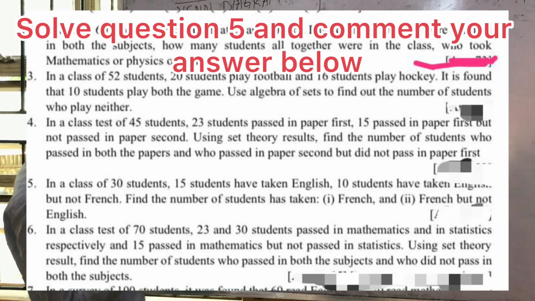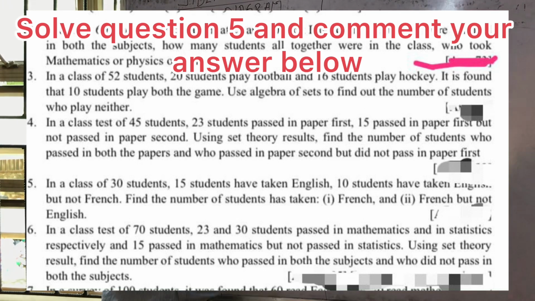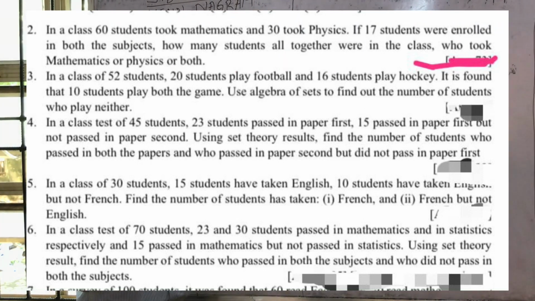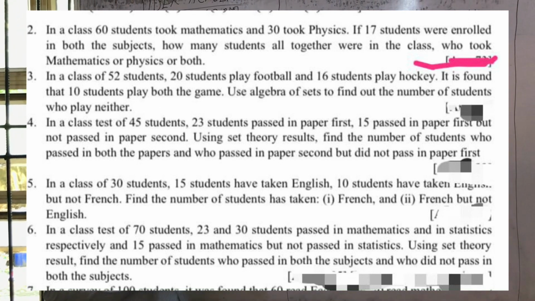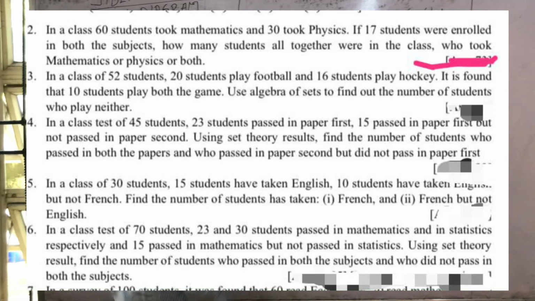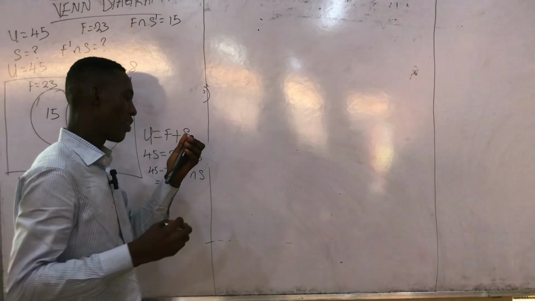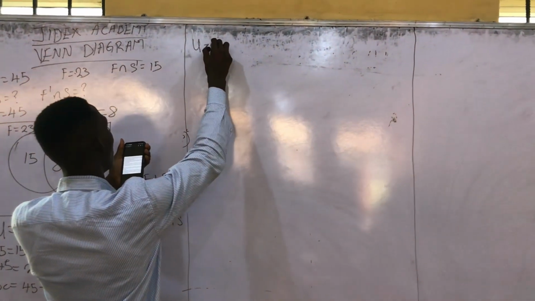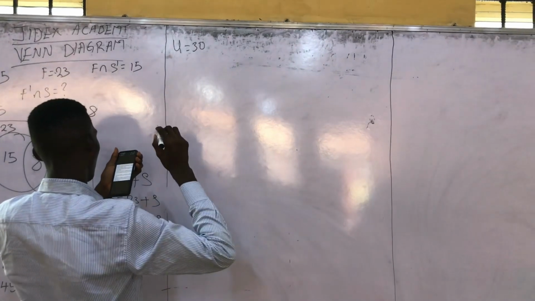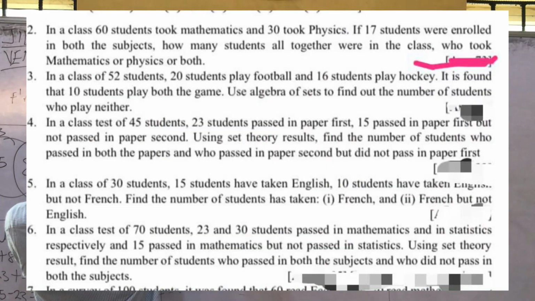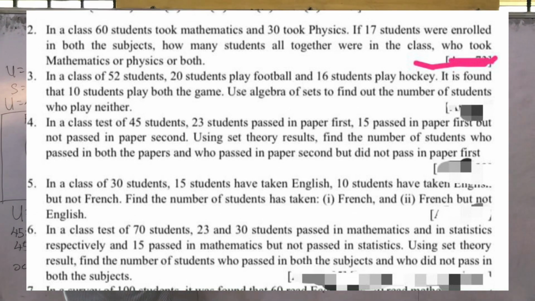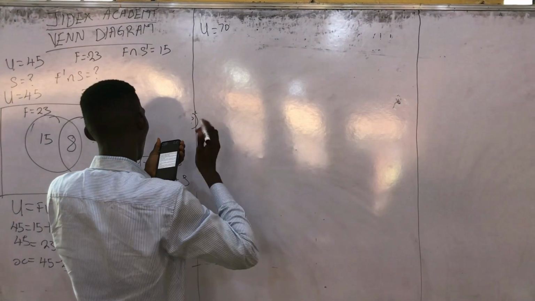For this next one, it is similar to this first one, so I'll be leaving it for you guys to solve. But then I'll be solving this last one. In a class test of 70 students, I'm sure you guys must have noticed how I am interpreting this. So in a class of 70 students, that is our universal set.